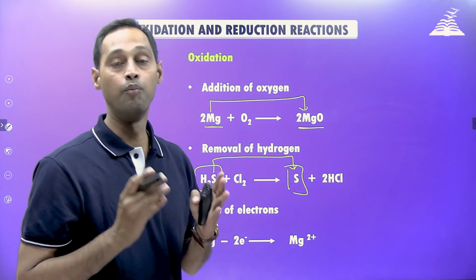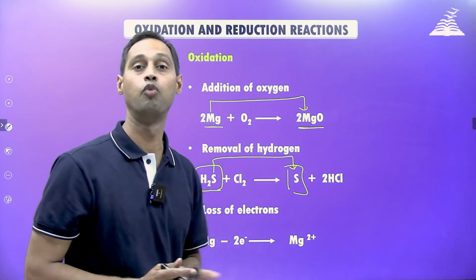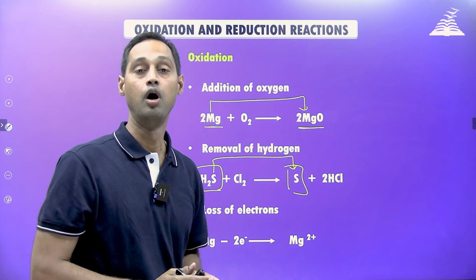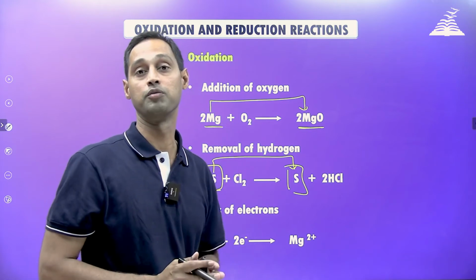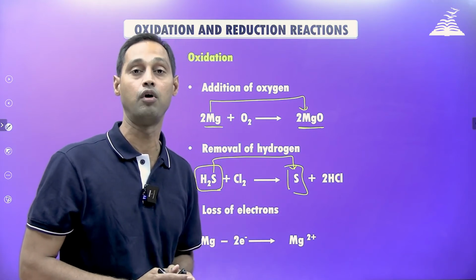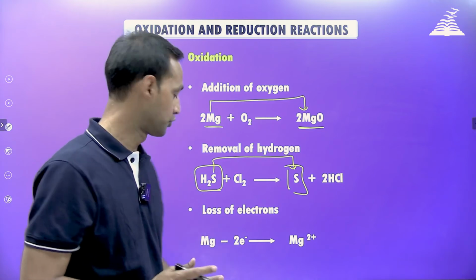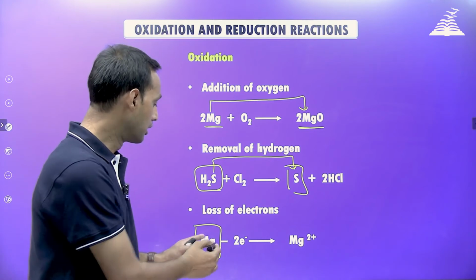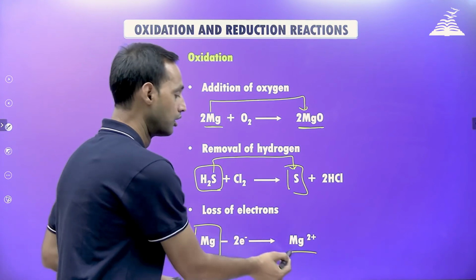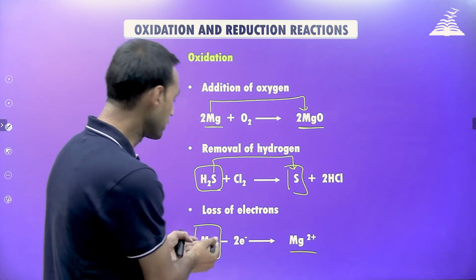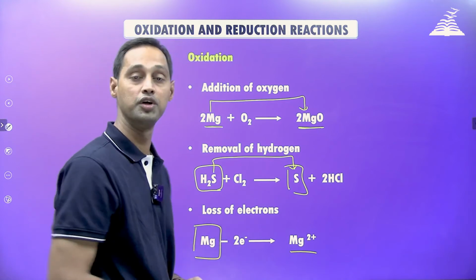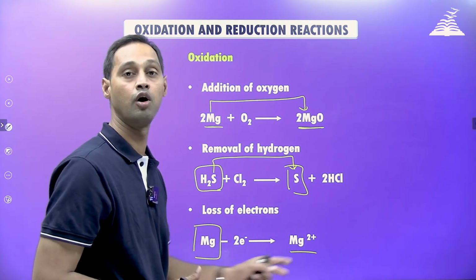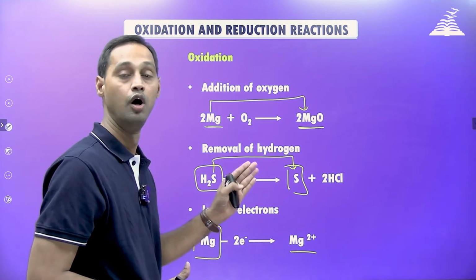Now there is a modern concept of oxidation: loss of one or more electrons. Loss of one or more electrons from a species is also called oxidation according to the modern concept, also called the electronic concept of oxidation and reduction. Here we have a neutral atom of magnesium, and it loses 2 electrons so that a cation is formed. Loss of electrons is noticed here. That means magnesium has been oxidized to magnesium ion. So this is also called oxidation.